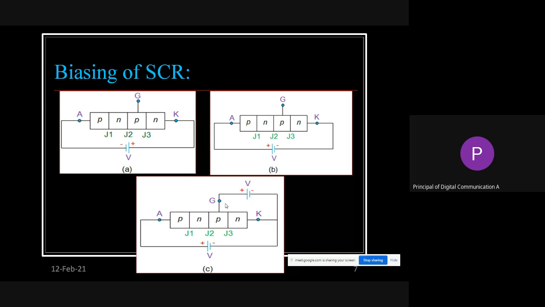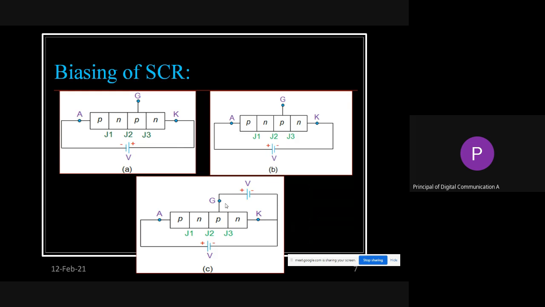To become on. So this is the third mode, that is the figure C, which is known as the forward conduction mode. Got it? So in this mode, the SCR will be on. Now, some more things about this mode, forward conduction mode. In this, a pulse of gate current is required.